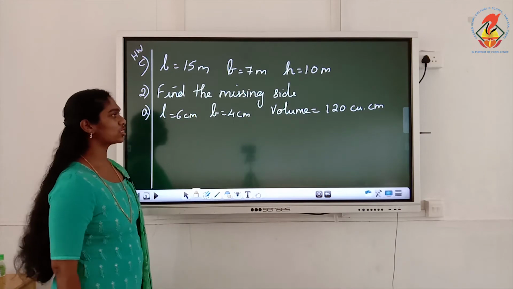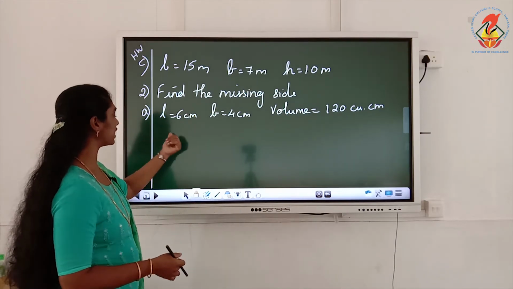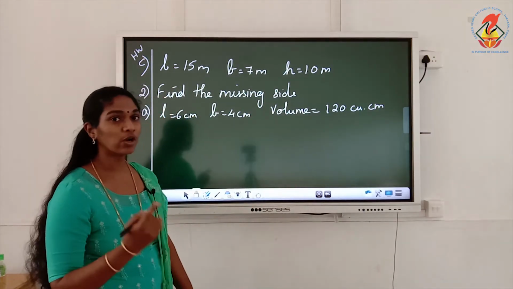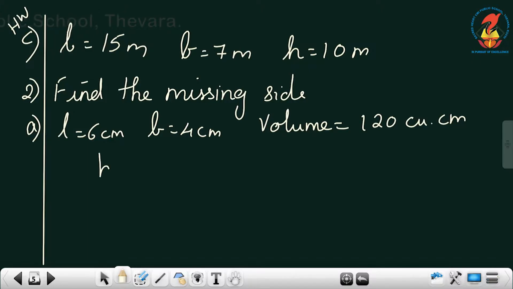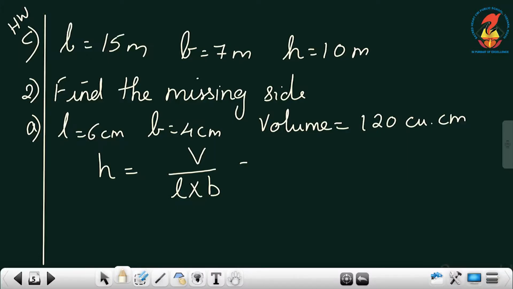Now here also we have questions based on missing side. Find the missing side. Here the length is given, breadth is given and the volume is given. What is missing over here, children? Height is missing. So to find the height, you just have to do volume divided by length into breadth. What is the volume given? 120. What is the length given? 6. Breadth is 4. This is the formula.